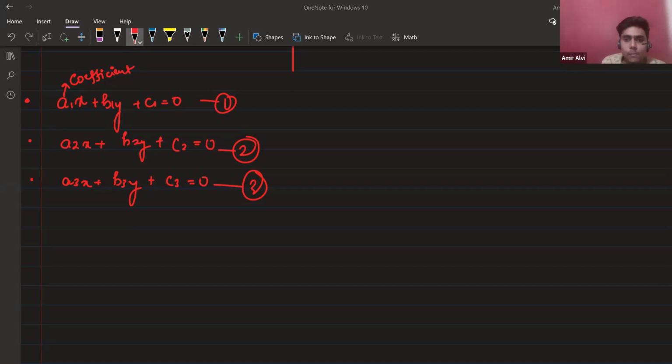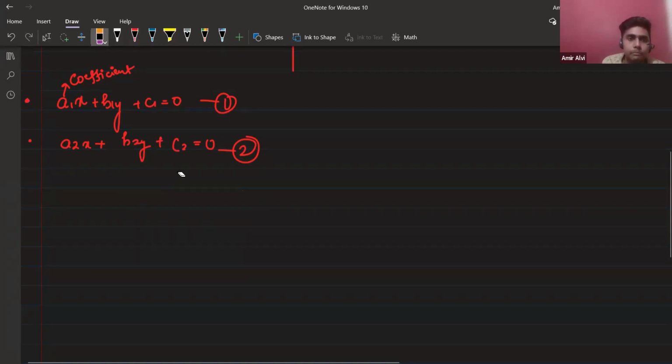Any doubt? Only two equations are needed, right? Two equations will be there. We can take three as well. So basically all three are linear equations in two variables. Basically, we can take any two to get the relation. We can use first and second, second and third, and first and third as well. Got it?